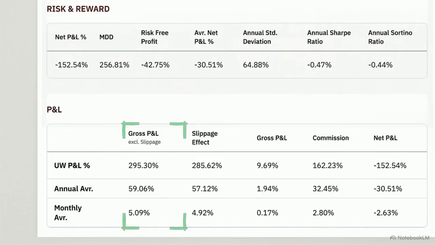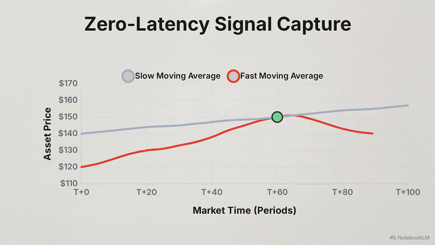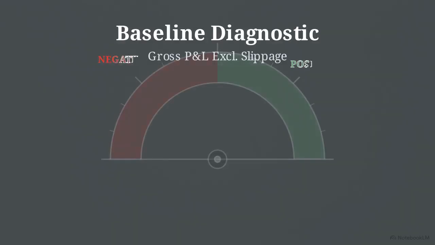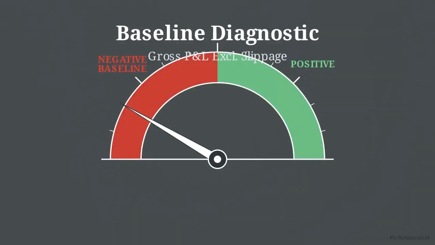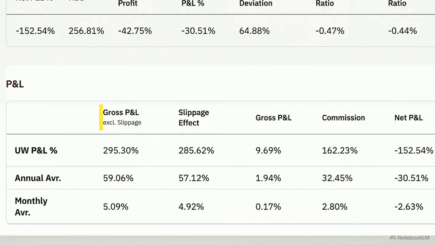The pipeline begins on the far left with gross P&L excluding slippage. This metric calculates the profit or loss at the exact price point where the strategy's conditional rules, like a moving average cross, are met, assuming zero execution delay. You can think of this as pure alpha. It measures the raw predictive power of your algorithm, assuming perfect liquidity and instant fills. This establishes a baseline diagnostic. If this initial number is negative, the strategy's underlying logic and entry rules are flawed, regardless of the trading environment. Gross P&L excluding slippage is the ceiling of a strategy.